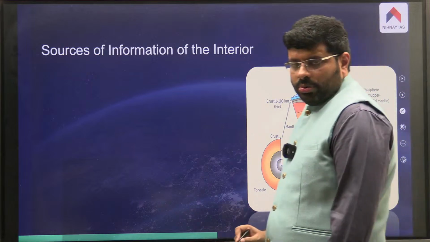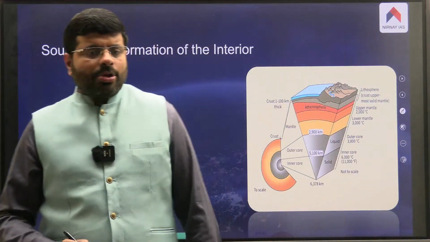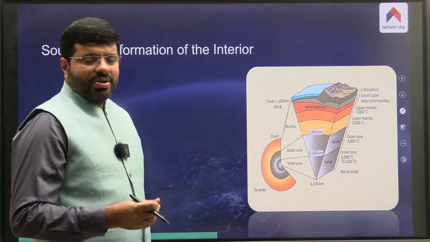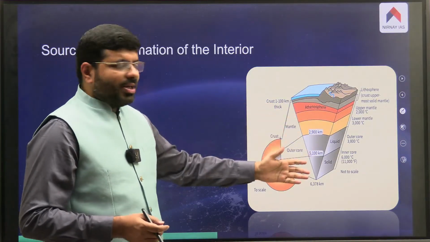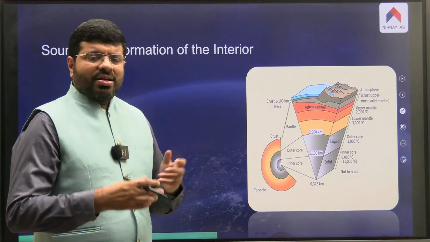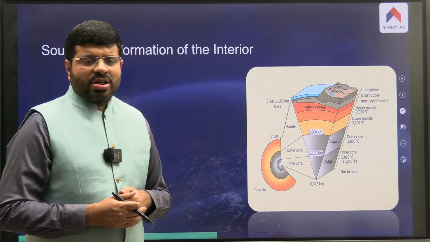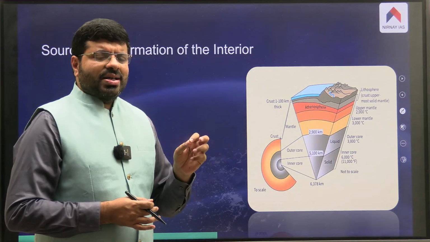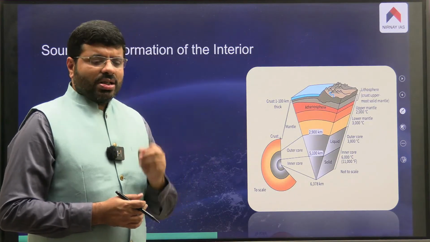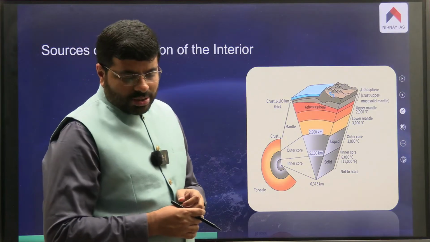Now, when I discussed the earth's interior, you all understood that crust, core, and mantle are the structural divisions of the earth's interior. How do you come to know that this is the core, this is the crust, and so on? Can you tell me the reason for that?